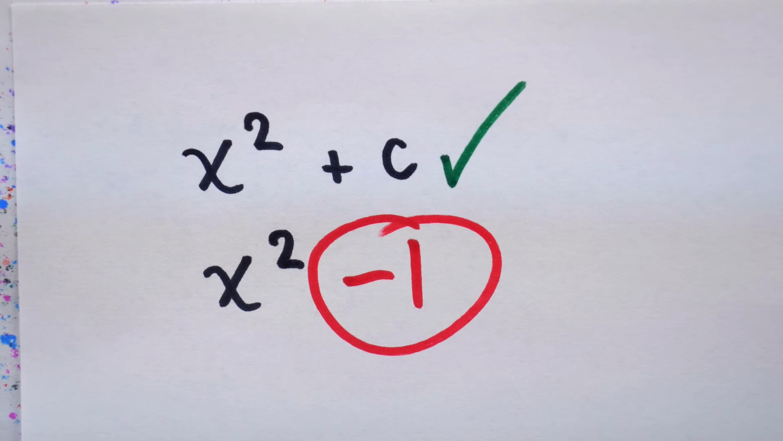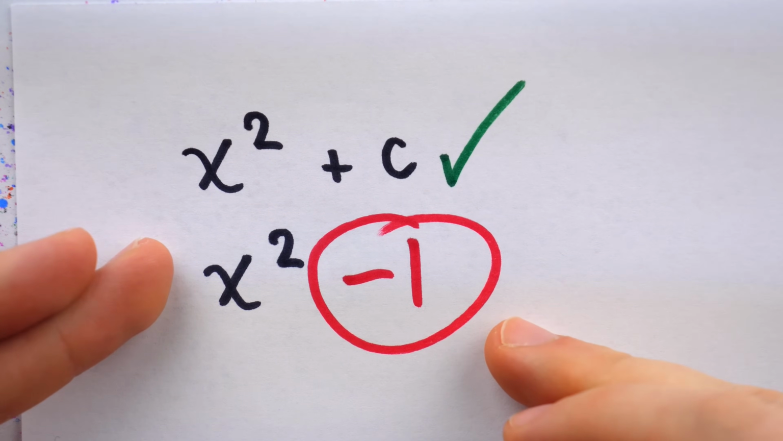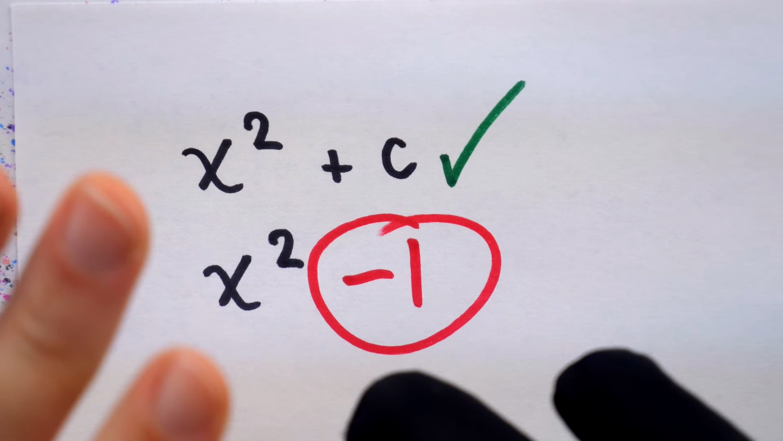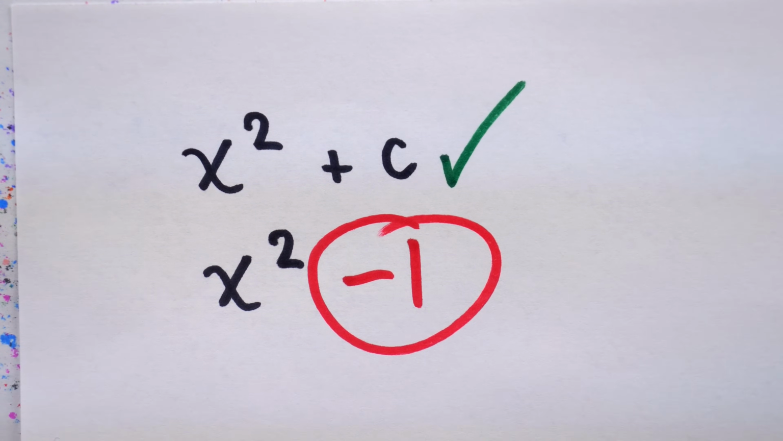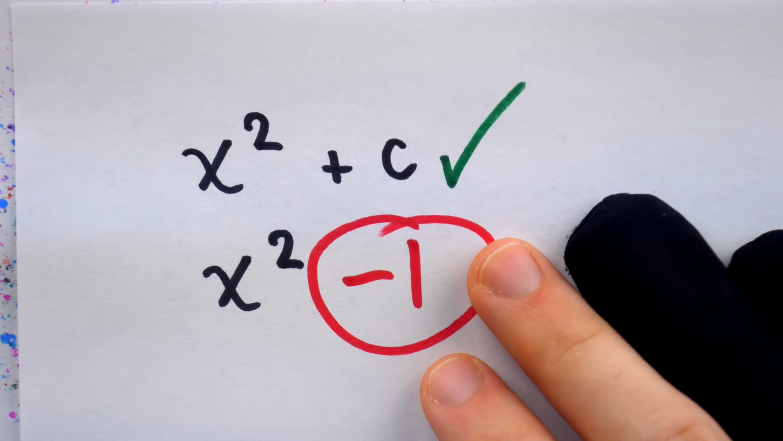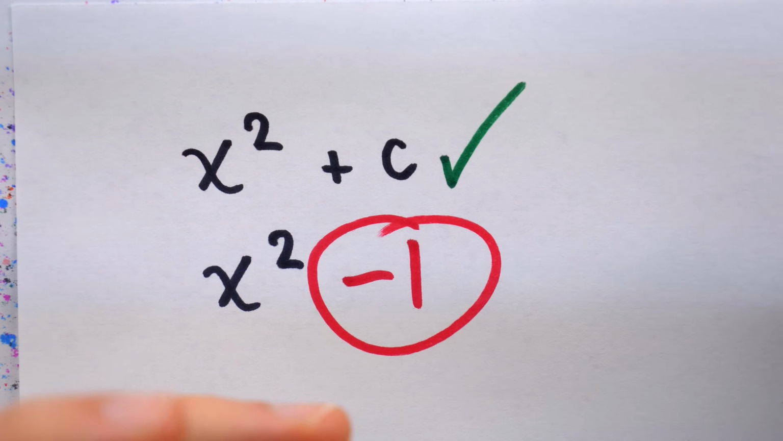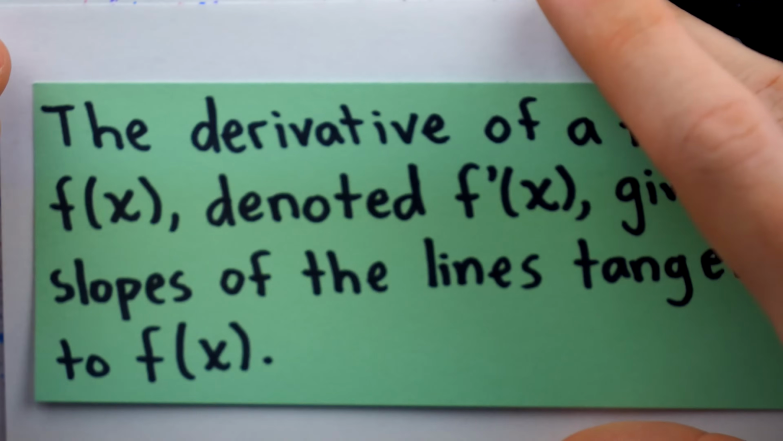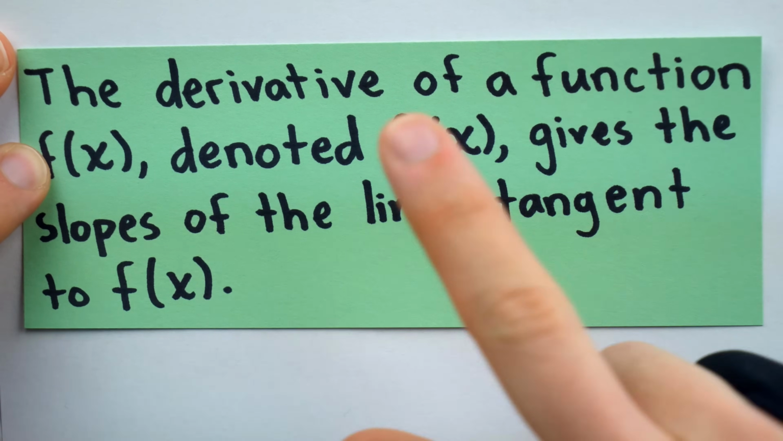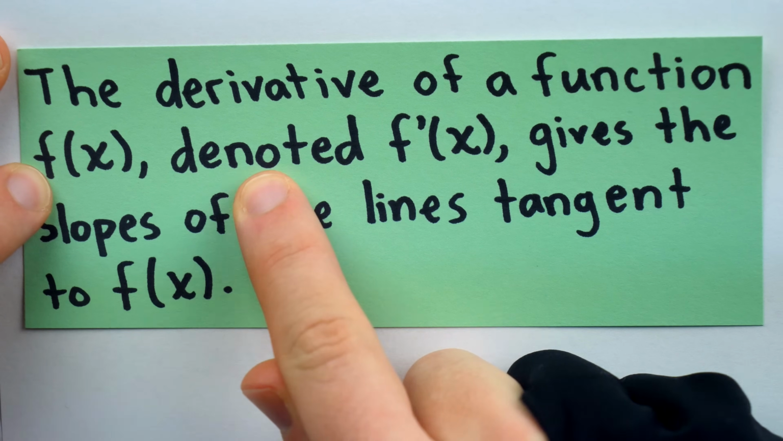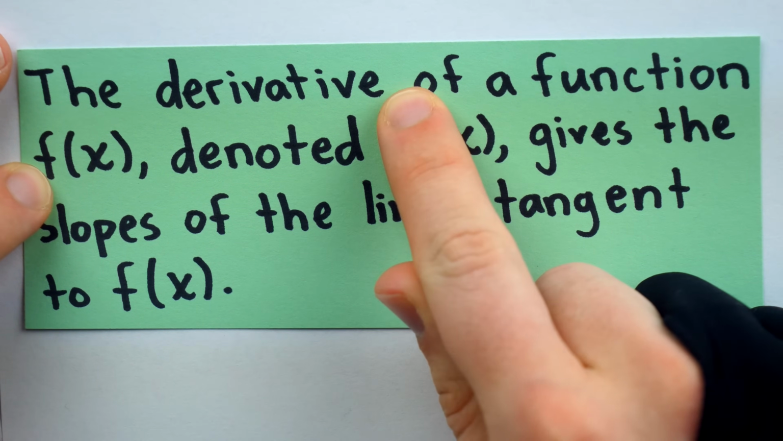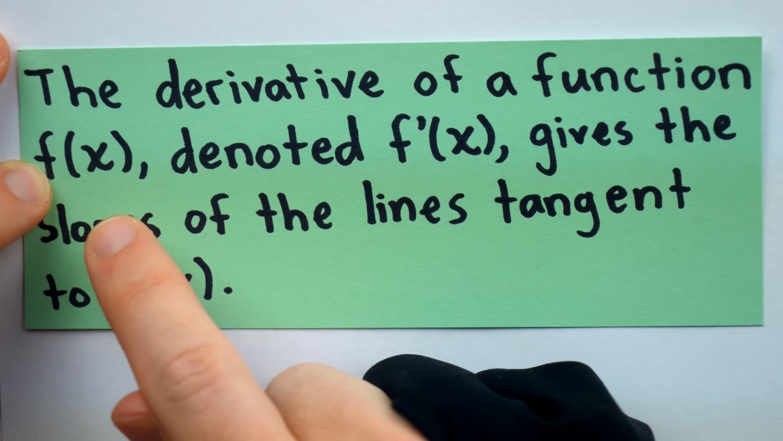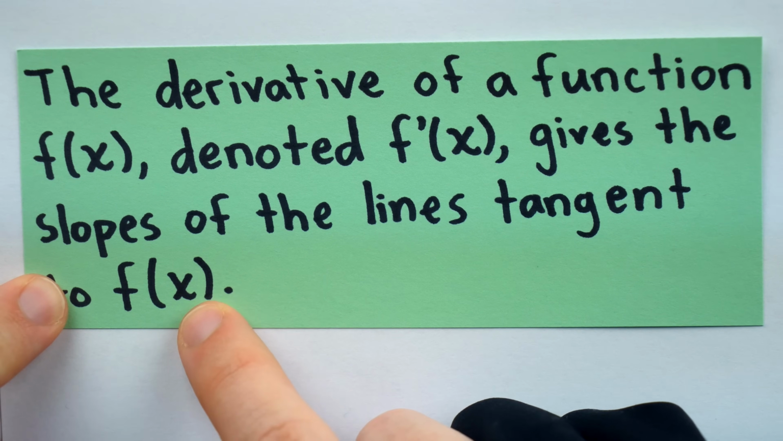To understand the graveness of this infuriating calculus error, it's important to understand some basics about the two big ideas introduced in Calculus 1, the idea of the derivative and the integral. Let's start with the derivative. The derivative of a function f of x is typically denoted like this, f prime of x, and it gives the slopes of the lines tangent to f of x.